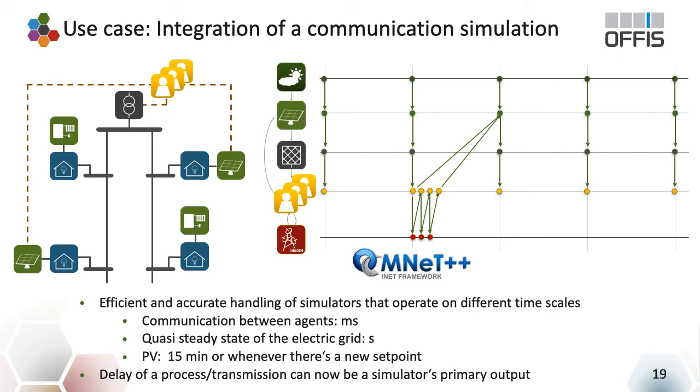Then if you really want to have simulations where you have different simulators of different time scales, of course the fundamental example is always an energy system where you also want to have a look at the communication between some components. Then you naturally have a system with simulators that operate on different timescales. So the communication, you really want to see when a package arrives at a different control agent, and therefore you need milliseconds as the fundamental resolution. But if you only want to consider the quasi-steady state of the system, then seconds for the load flow calculations are totally sufficient. And then you have these different time scales.